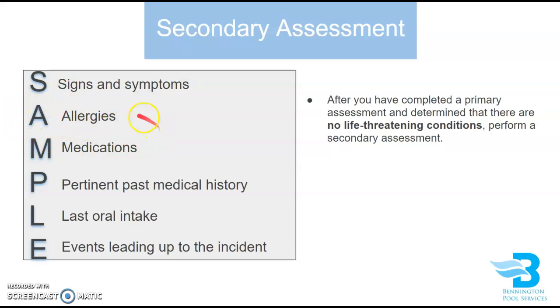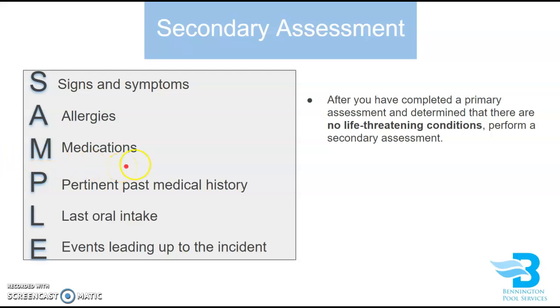The A in SAMPLE stands for allergies. So if they're swelling or really itchy or having trouble breathing, that might be a good sign that they have allergies and they might be having an allergic reaction. So ask them if they have any allergies. If they do, ask them where their EpiPen is. You should not give anybody an EpiPen that doesn't have one on their person. Or, don't give anybody an EpiPen that isn't their EpiPen. But if they have allergies, they probably do have an EpiPen, and in that case, use their own EpiPen to help alleviate their symptoms. If they're having a severe allergic reaction, call EMS. That's really important.